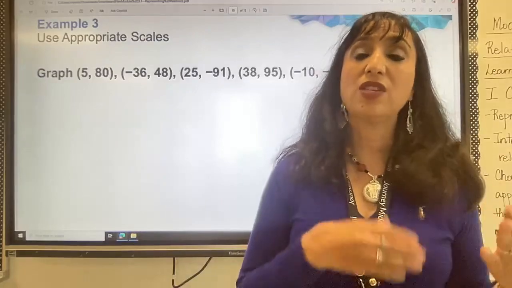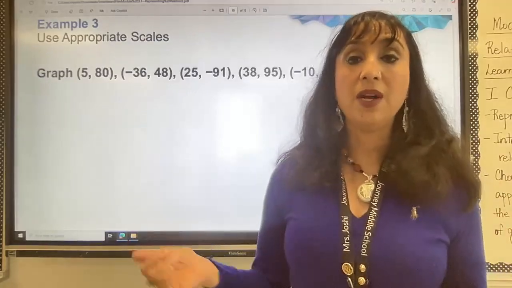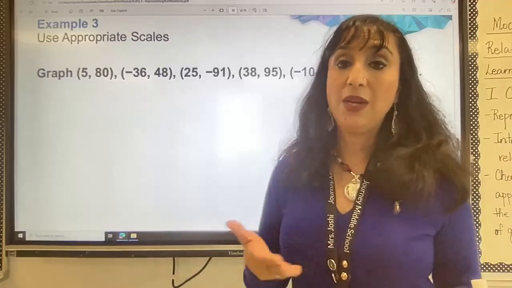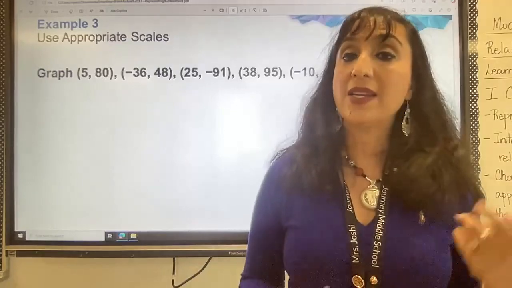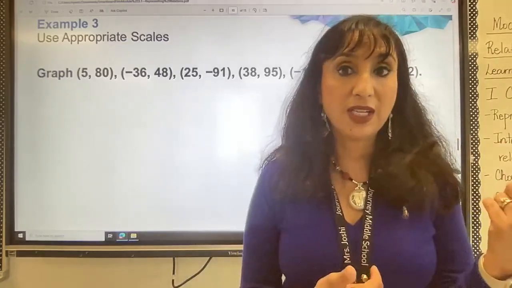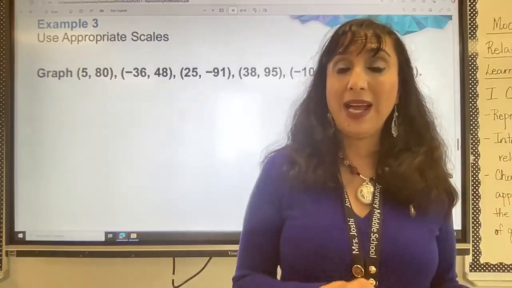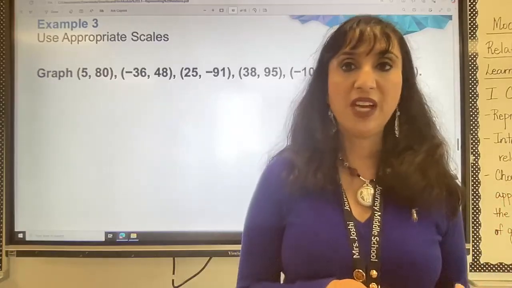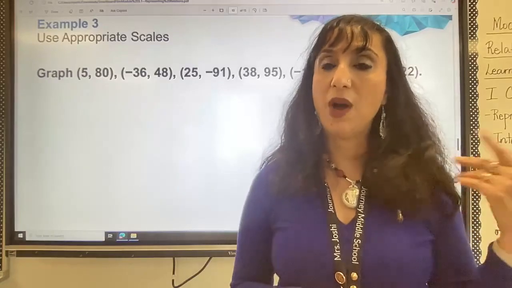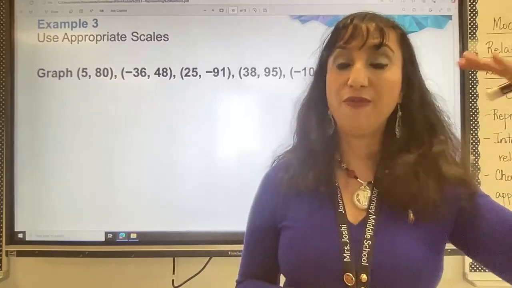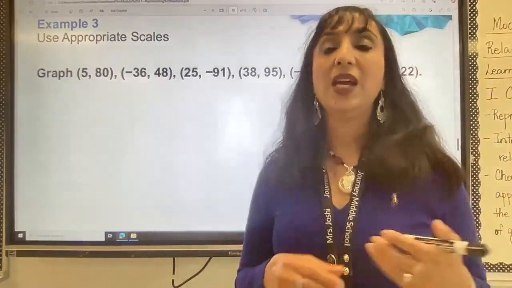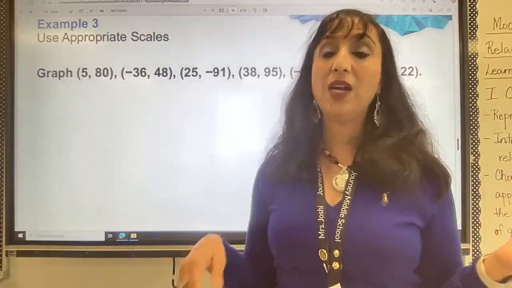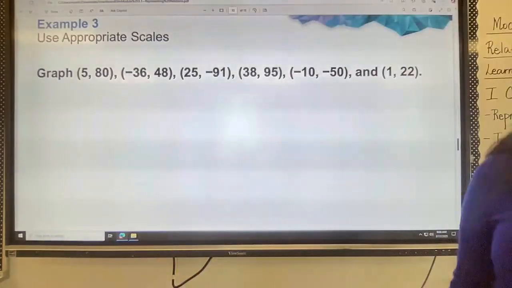It's got to have the smallest number and the largest number in the data set included in the intervals that we are selecting. Now, x and y can have different intervals. For example, x can be 5, 10, 15, 20. And on the y-axis, I can have 10, 20, 30, 40. It's okay. But whatever interval I'm using needs to be the same on that axis. Okay?